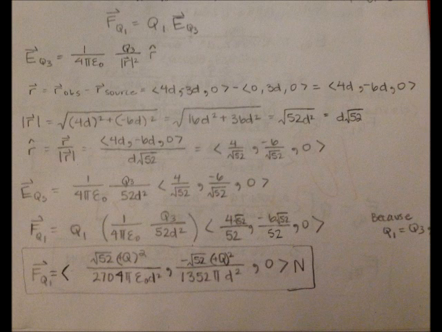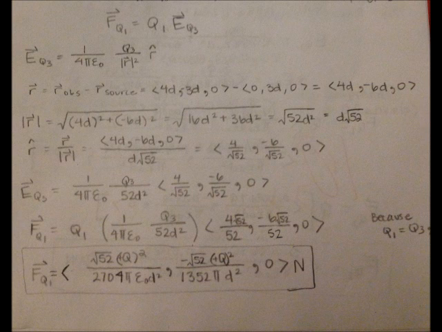force of Q1 is equal to Q1 times electric field of Q3. So first you set it up with the equation, making sure that you are also multiplying it by the direction of vector r, and then you solve for r. When you solve for r, you have to do r observation minus r source, and when you do that, you end up getting 4d, negative 6d, 0.